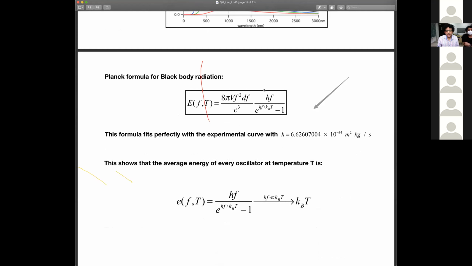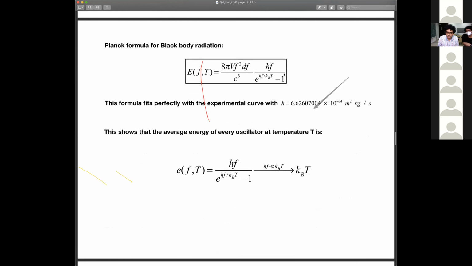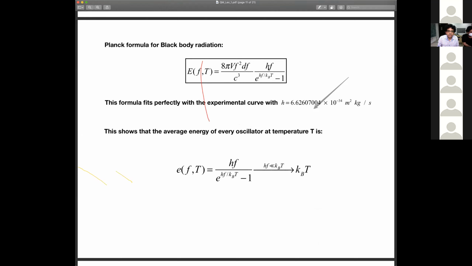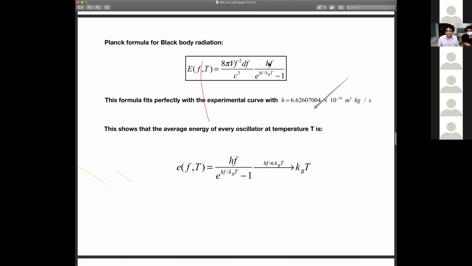But he said that it can only emit and absorb in certain quanta, and this means that the average energy of each oscillator is not just k times T, it is given by hf divided by e to the hf over kT minus 1. This is a rather weird looking formula. F is the frequency. Instead of writing nu, we wrote f. Nu is the more appropriate way of expressing frequency, but f is easier to write.